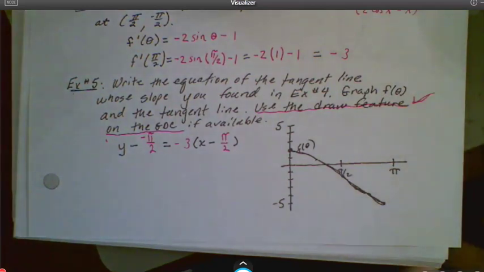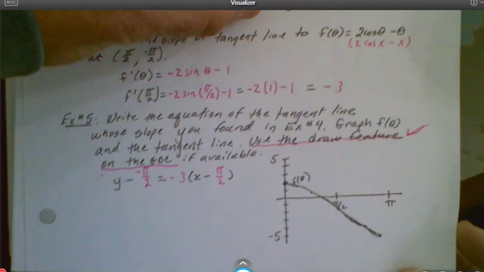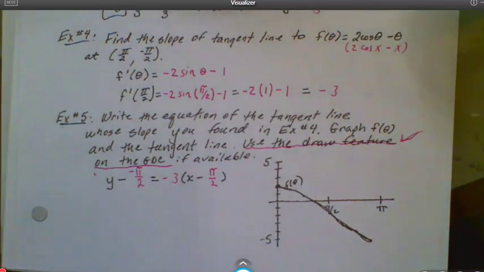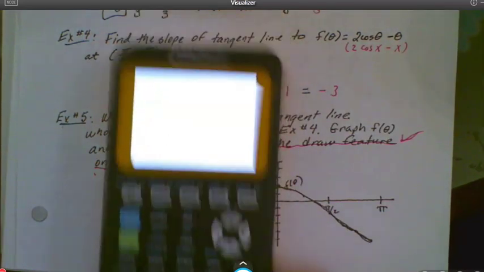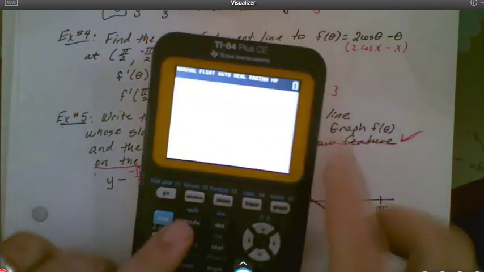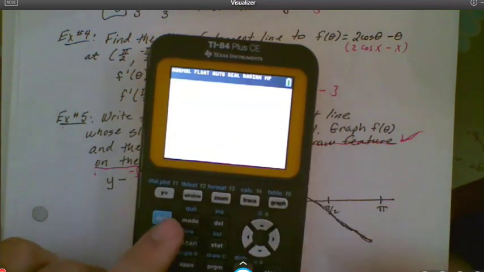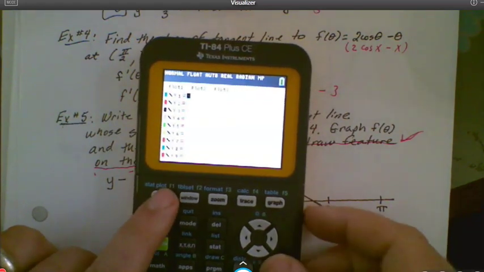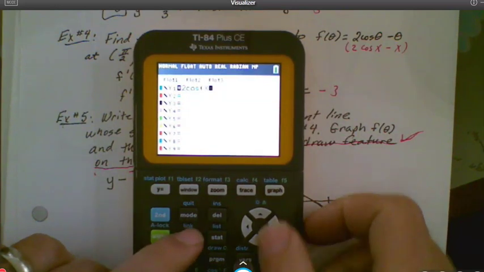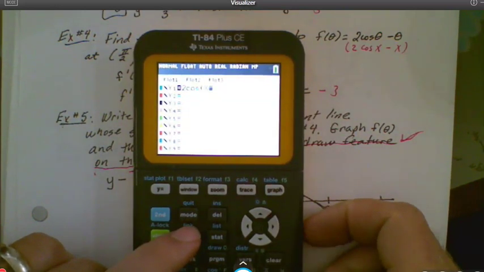I can show you how to do this on a calculator. All we have to do is take the original function, which was this guy right here, and we're going to graph that. If you want to follow along, you can tell that we're going to be in radians for this because it's in terms of pi. So make sure that you're in radians.